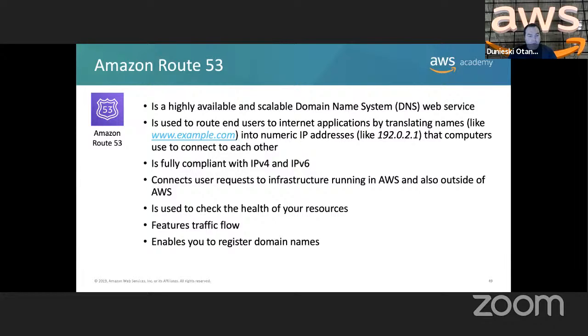It features traffic flow, and enables you to register domain names. So one of the features of Route 53 is that you can create a domain name, you can purchase it from Route 53, and you can register as well. It is not a registrar, but it acts like a registrar, like GoDaddy or HostGator or Namecheap, that you can buy domains from. You can buy domains from AWS.